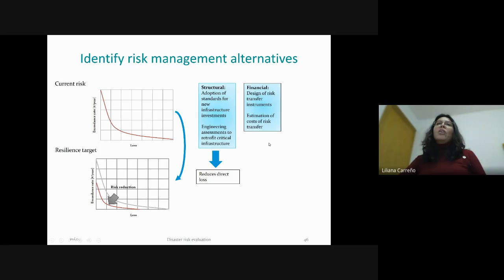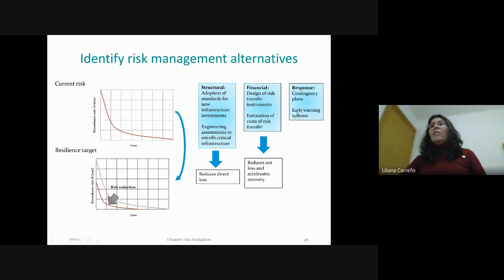We can also define financial instruments. For example, I can do the estimation of the cost of risk transfers, and this will reduce the net loss and accelerate the recovery. Also, you can define response plans, contingency plans, or early warning systems. And with this, we'll improve the system performance and reduce the indirect losses.